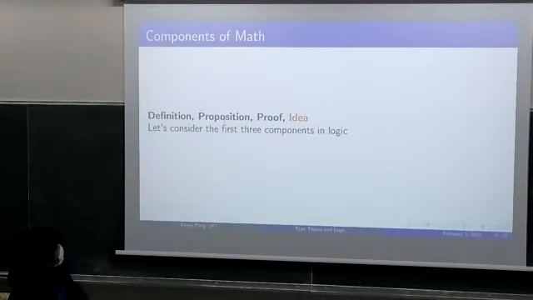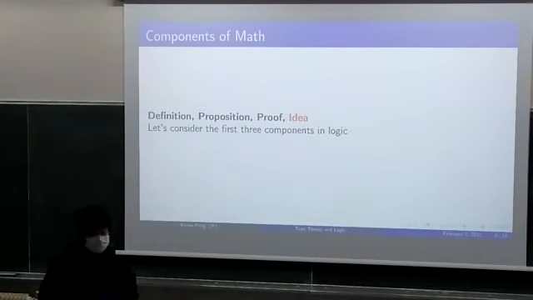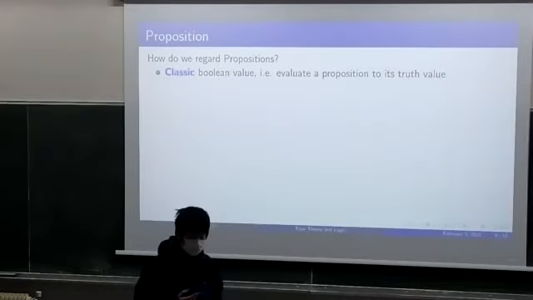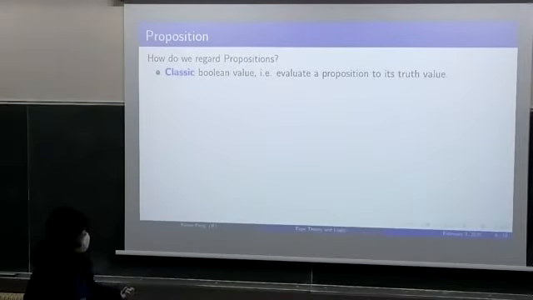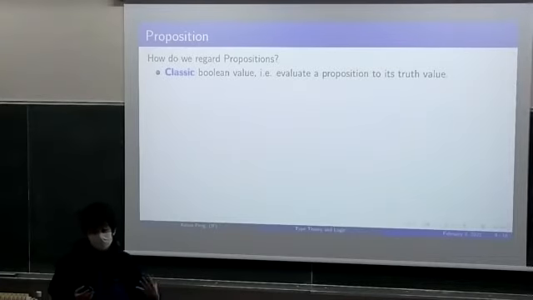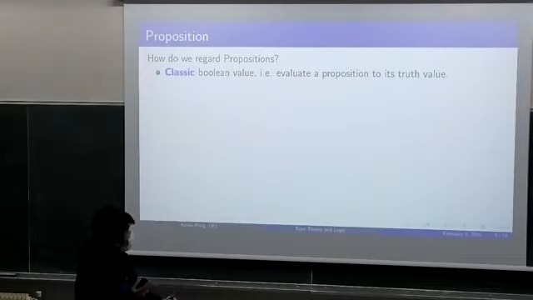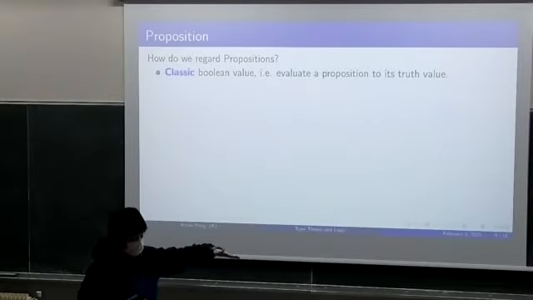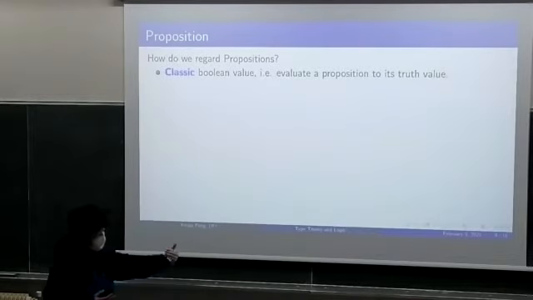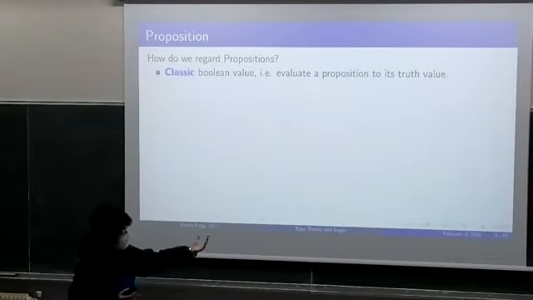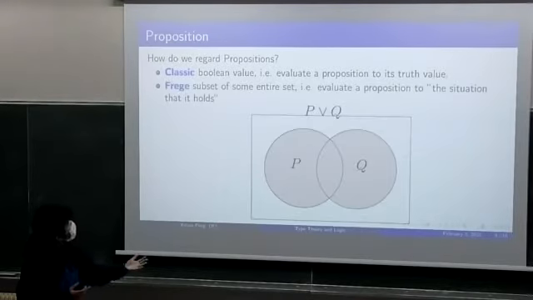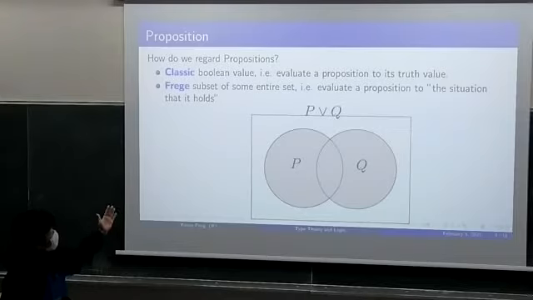So let's first see the proposition and the proof, what they are. How do we regard a proposition? Classically, we only regard a proposition as a Boolean value. It somehow indicates that we can always evaluate a proposition into its truth value, true or false. But according to Gödel's theorem, this is not right. So when it comes to the modern age, there are the three girls.